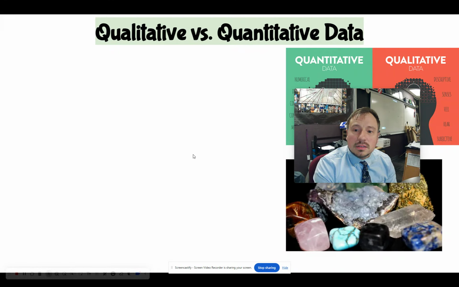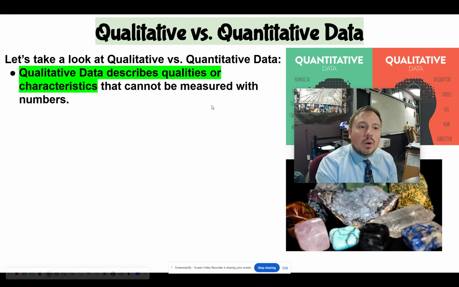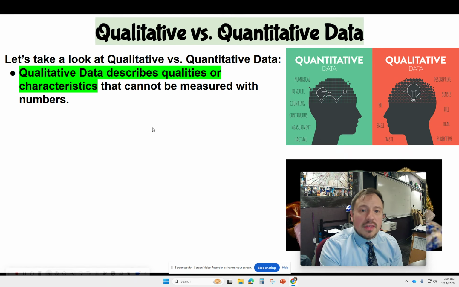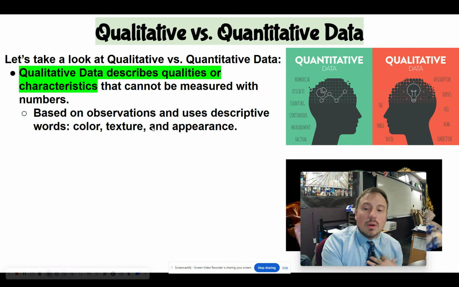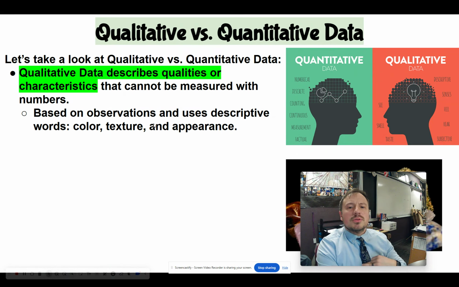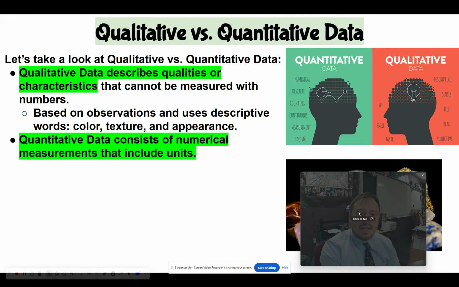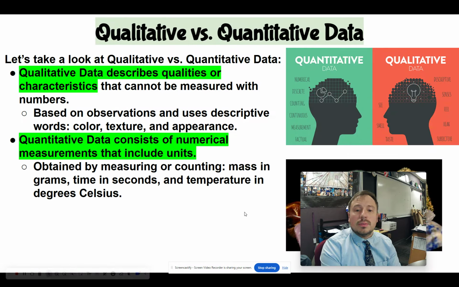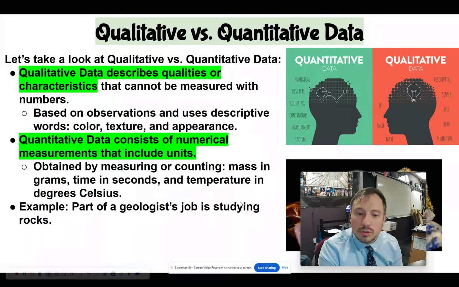Now, let's do some qualitative versus quantitative data. So, qualitative data describes qualities or characteristics that cannot be measured with numbers, right? So, when we're collecting data, this is observations and uses descriptive words: color, texture, and appearance. Now, quantitative data consists of numerical measurements that include units. So this would be like measuring and counting mass in grams, time in seconds, temperature in degrees Celsius.